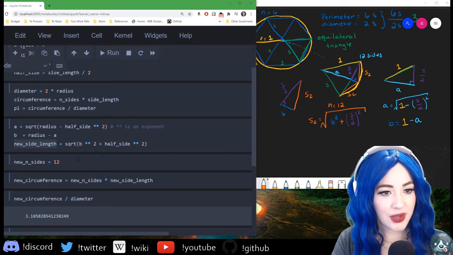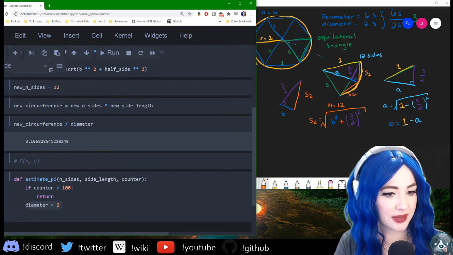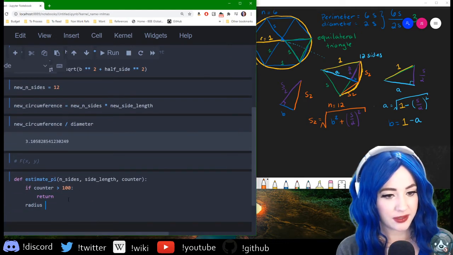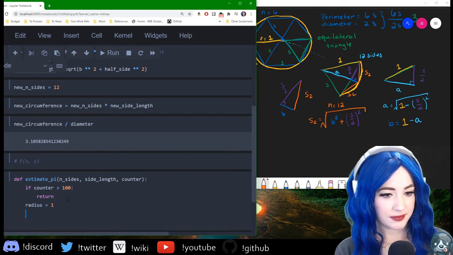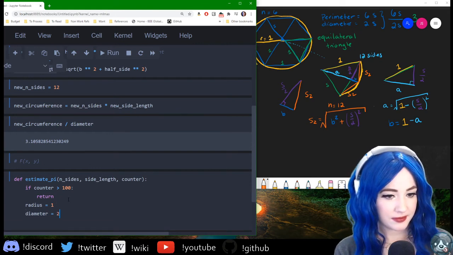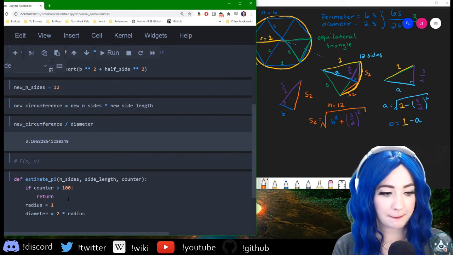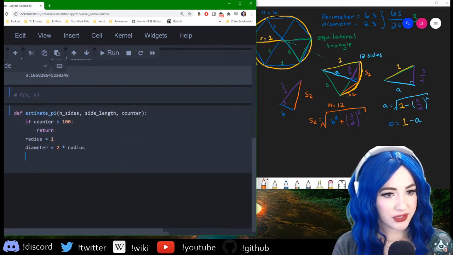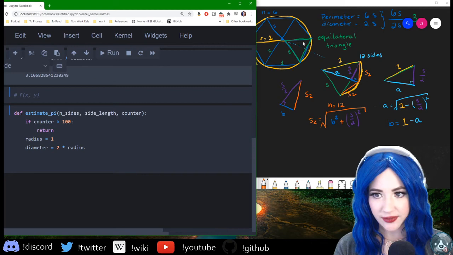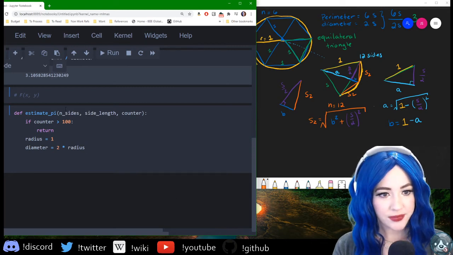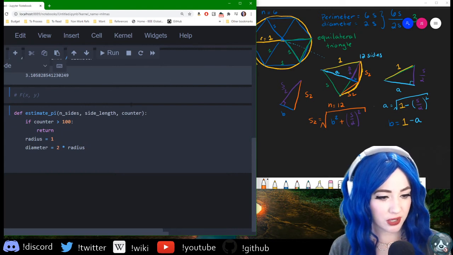Okay, so actually, I changed my mind. And I'm doing this on purpose. All right, so hopefully all of this looks familiar. Our radius of our circle is 1. The diameter of our circle then is 2 times our radius.